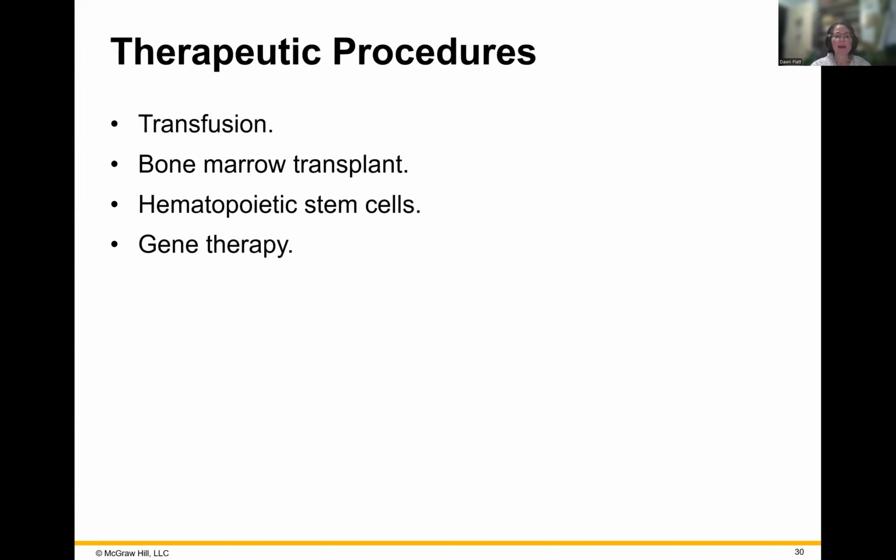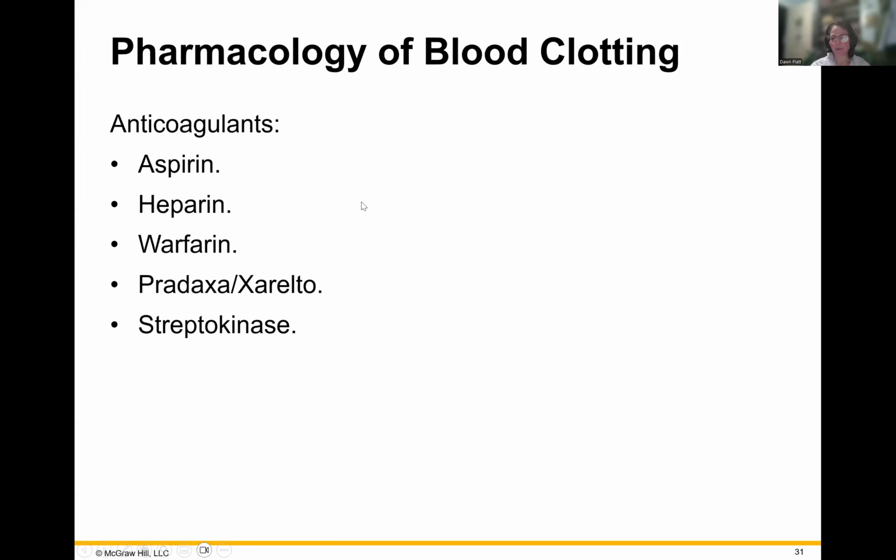So hematopoietic stem cells, they would infuse that into you, and it initiates the body to create more red blood cells. Pharmacology of blood clotting, all of these are anticoagulants, which stop the clots or break them up. But it also means that you have more of a chance to bleed out if you are bleeding, because these thin your blood or, again, remove the clots.